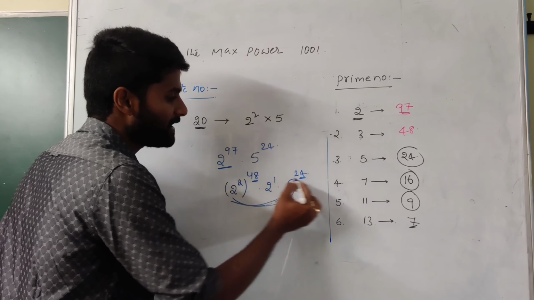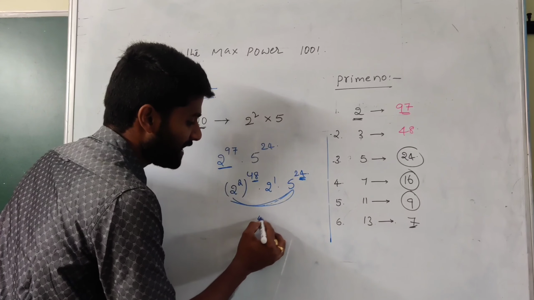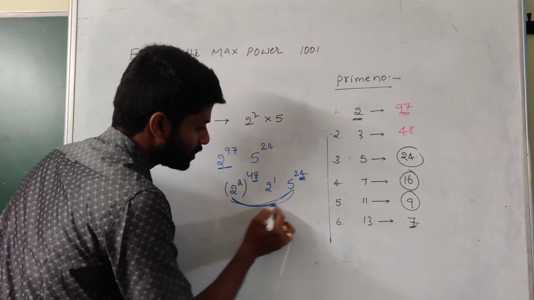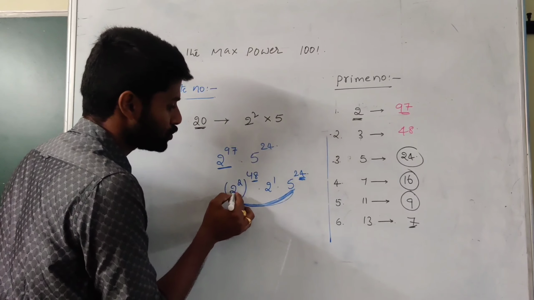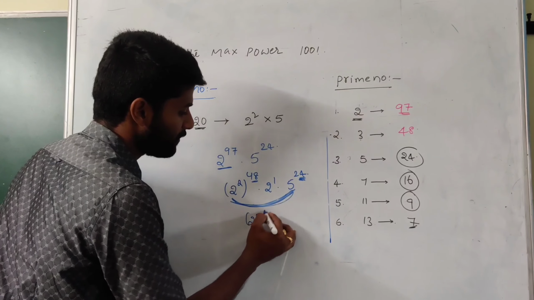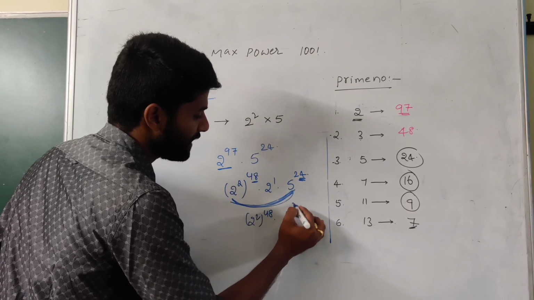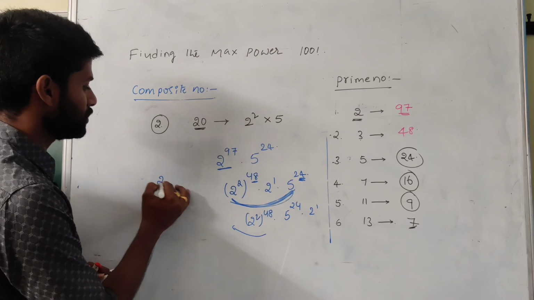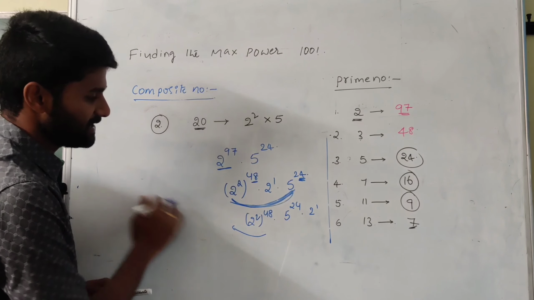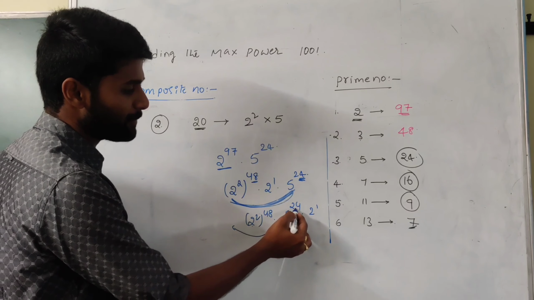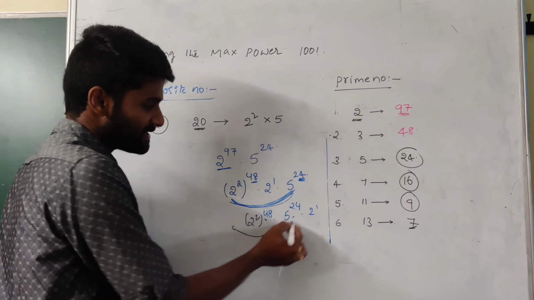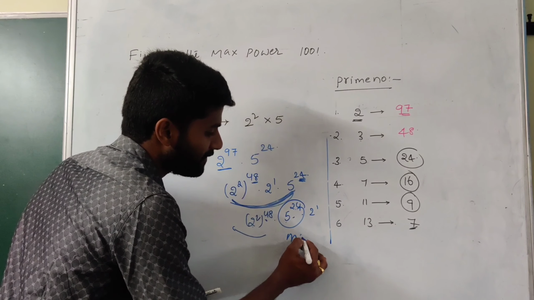So out of 48 and 24, the 5 has the minimum power value. Out of these two, 2 square whole power 48 into 5 power 24 into 2 power 1. So this can be written as 2 square. We require 2 square into 48, here 5 power 28. So 5 consists of the minimum power, out of the comparison.